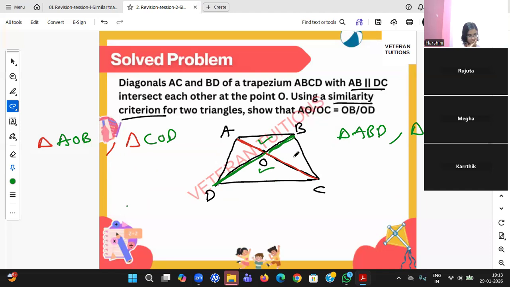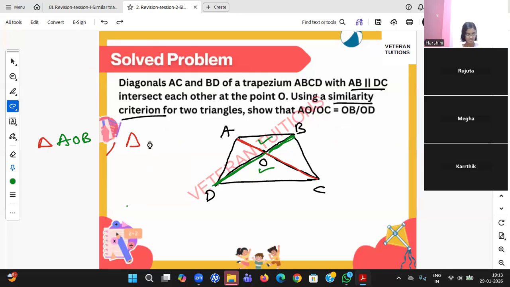Which angles will be equal? I need to show similarity, right? And my topic is AAA, so obviously I'm speaking about the angles only. ABD means this angle, ADC means this one. No, not at all. This can't help you.